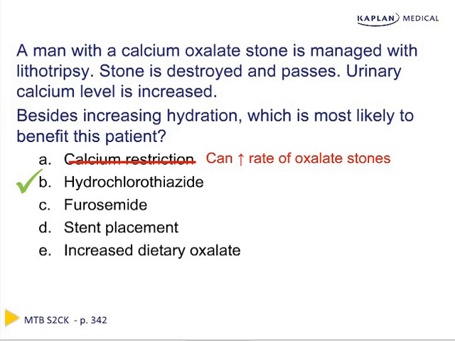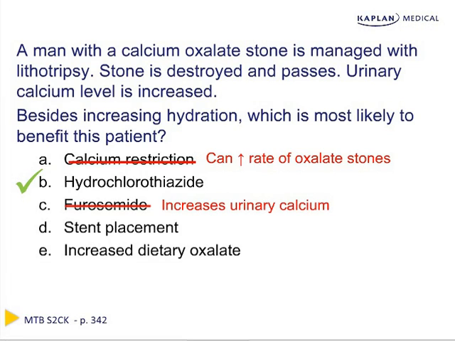Calcium restriction sounds like a good idea, but actually, dietary restriction of calcium can lead to increased rates of oxalate kidney stones. This happens because calcium binds oxalate in the bowel, and when we're not ingesting enough calcium, there's increased oxalate absorption from the gut into the bloodstream and can lead to precipitation of oxalate kidney stones.